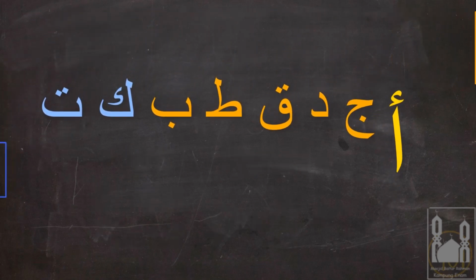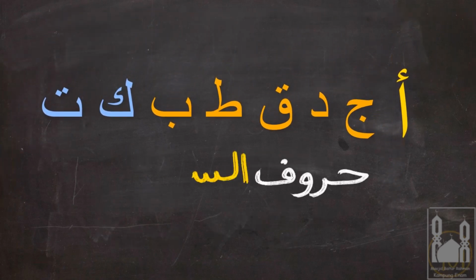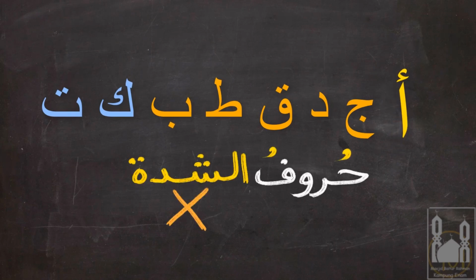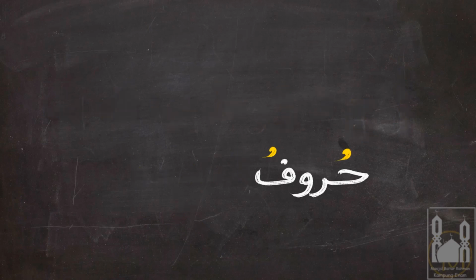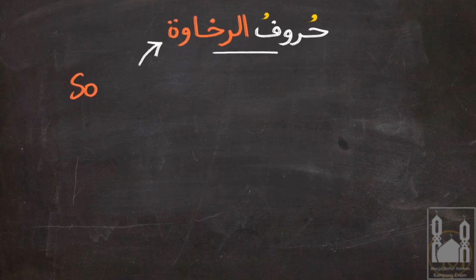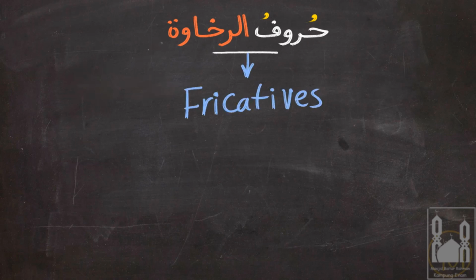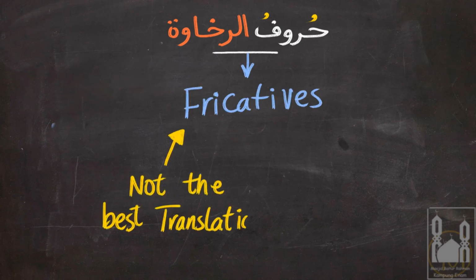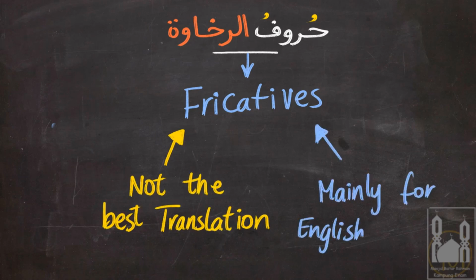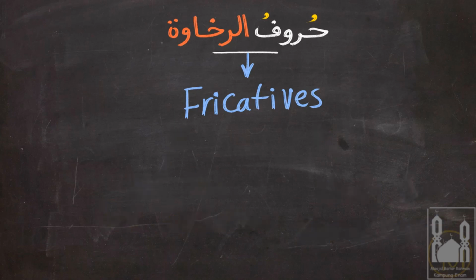So, these 8 letters are the plosive sounds or the letters of shiddah. So what is the opposite of shiddah? Well, the opposite is ar-rakhawa, which in Arabic means softness. And in terms of tajweed, it means fricatives. And here I gotta say that fricatives is not really the best translation, since Arabic contains special sounds which don't perfectly fall under this name, which was mainly made for English and similar languages. But I'm still using it for easiness.